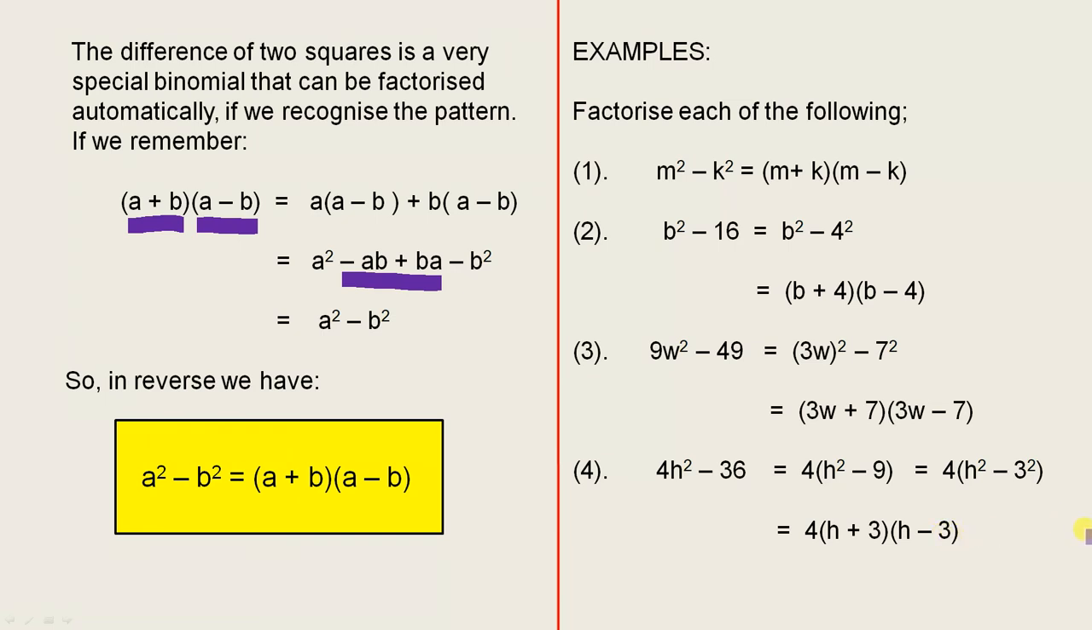So this video has introduced us to the difference of two squares, and we've seen how to factorise the difference of two squares automatically. So if the difference of two squares is represented in this format, this is how we factorise them. We just make sure that we can transform each of the terms into that format, and then it's very, very easy to factorise.